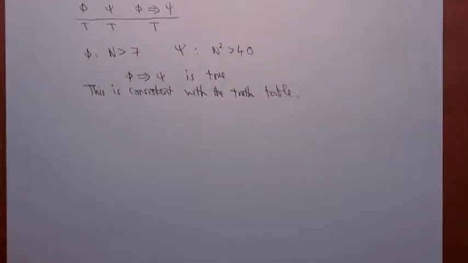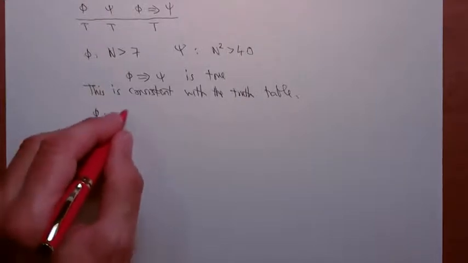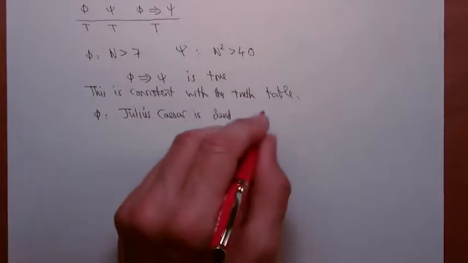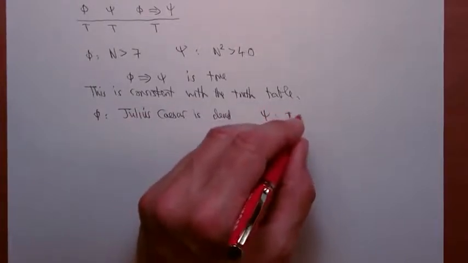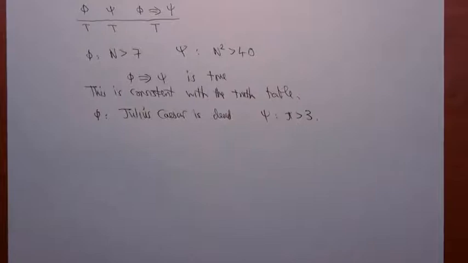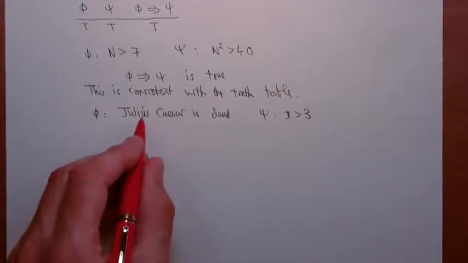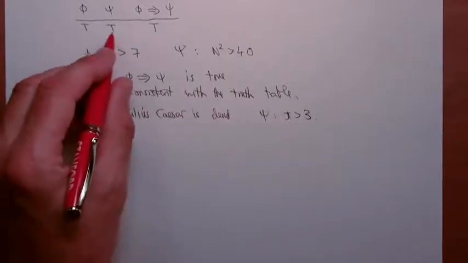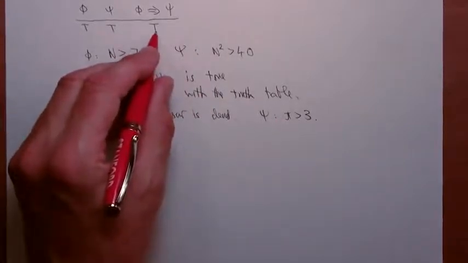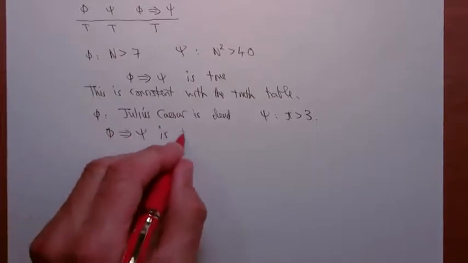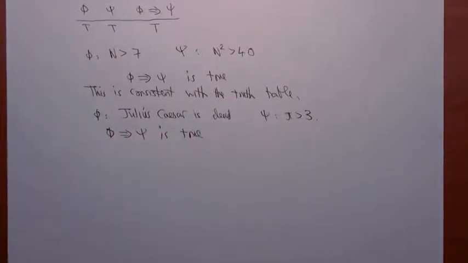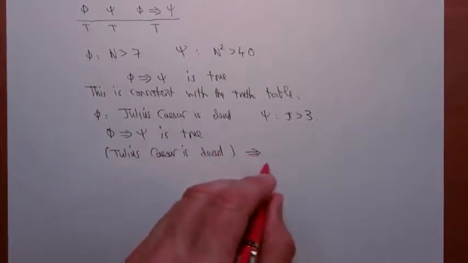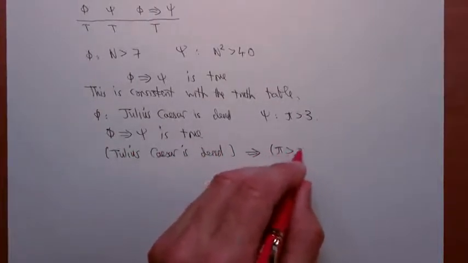Now let's look at a different example. Let phi be the statement, our old friend Julius Caesar is dead. And let psi be the statement, pi is bigger than 3. Phi is true. Psi is true. According to the truth table, it follows that phi conditional psi is true. In other words, Julius Caesar is dead conditional pi is bigger than 3.